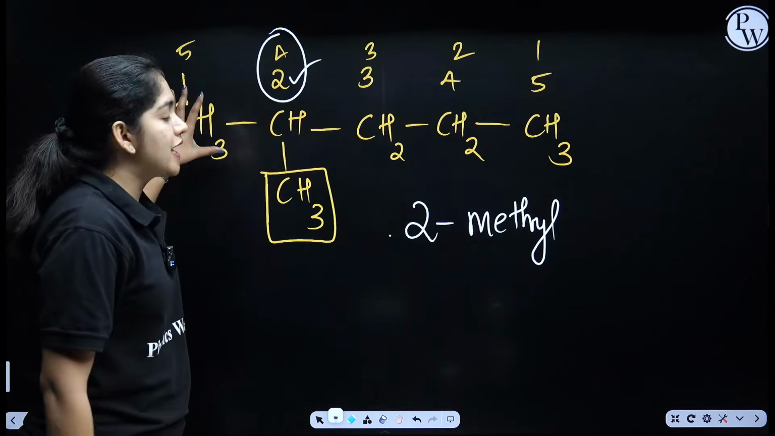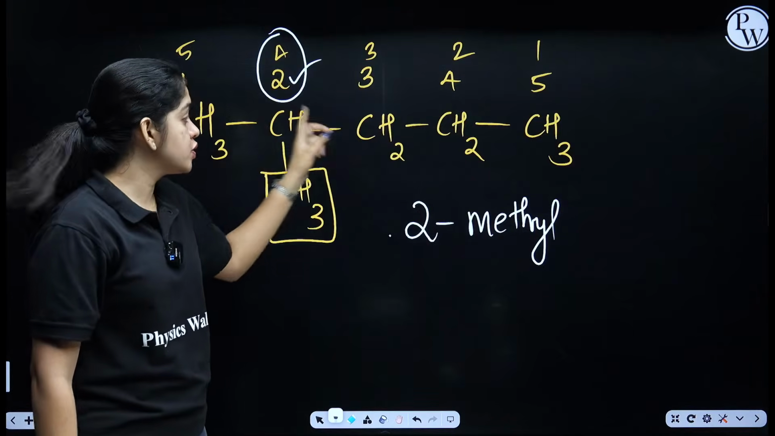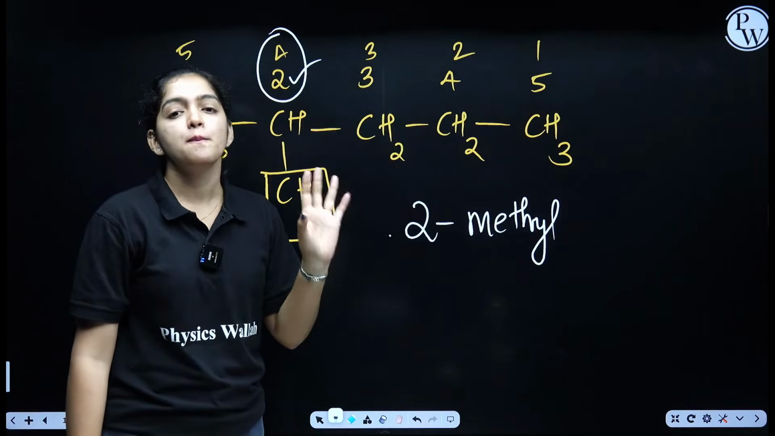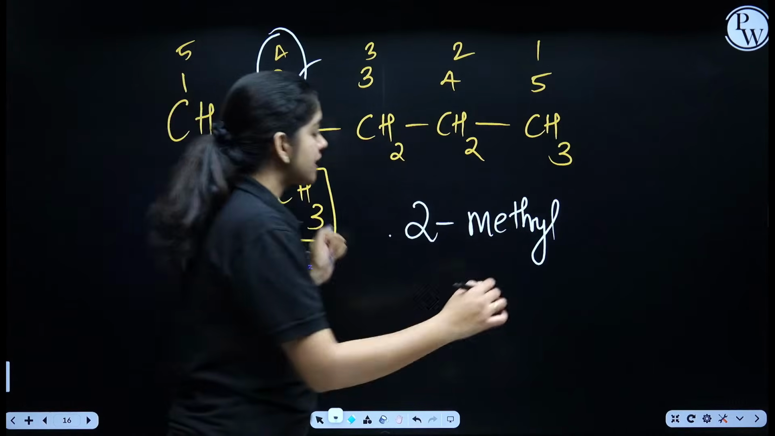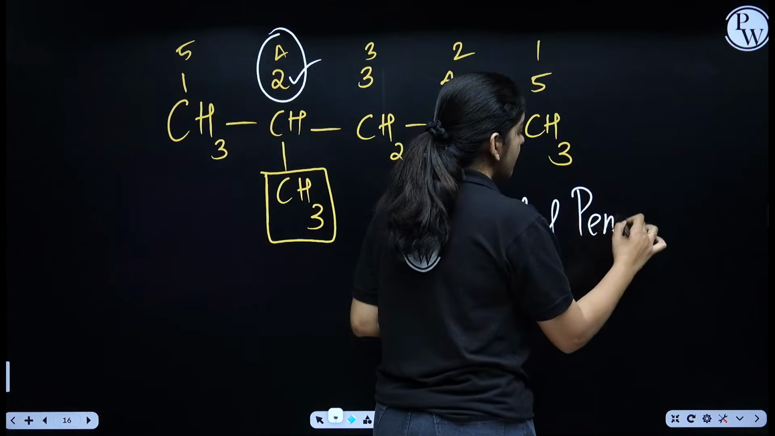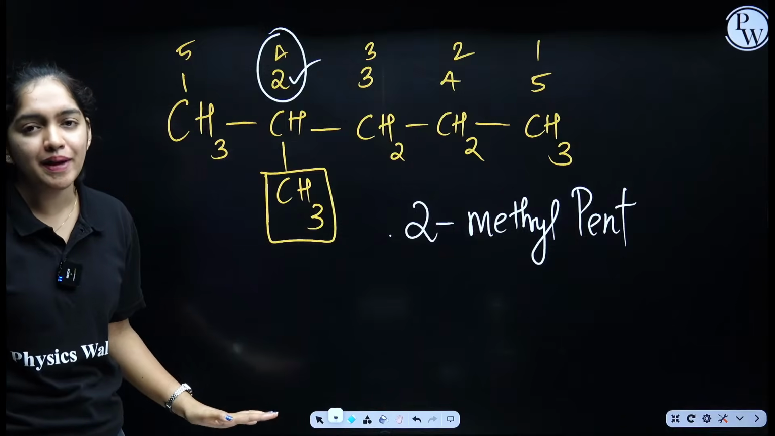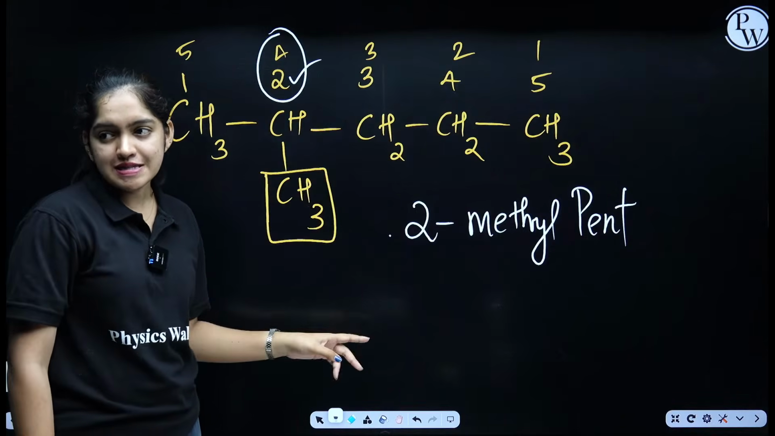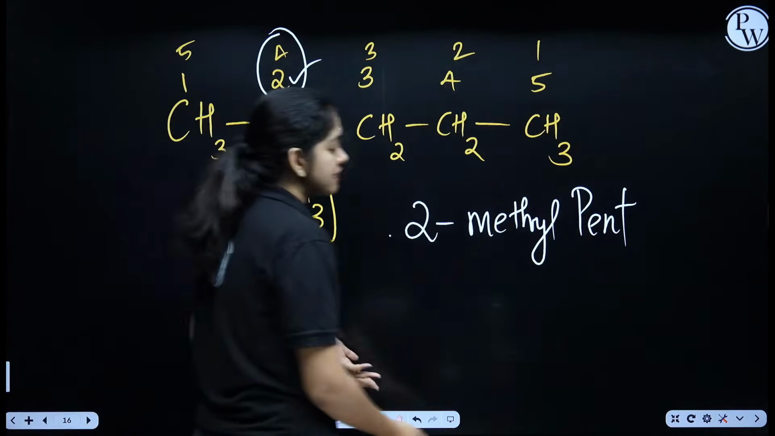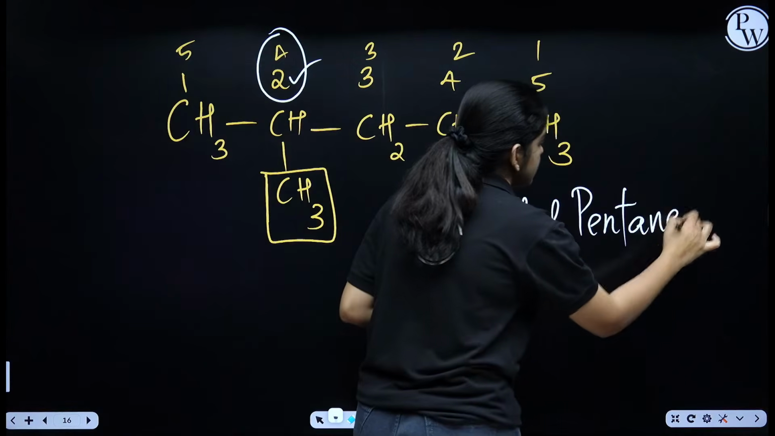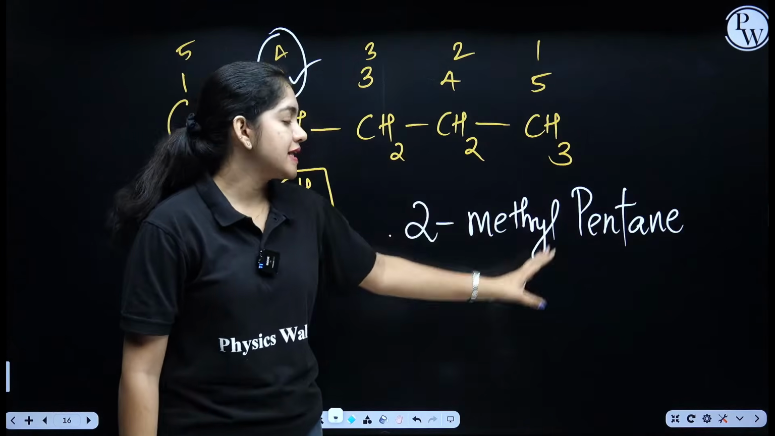Now we are going to write the main chain name. That is the longest chain. How many carbon atoms are there? 1, 2, 3, 4, 5. 5 means what? Pent. So we can write that. 2-methyl is over. Pent. Then all the bonds are single. If all the bonds are single, the name will be ending with what? It's a saturated hydrocarbon. Its name will be ending with ANE. 2-methylpentane. Got it? 2-methylpentane.